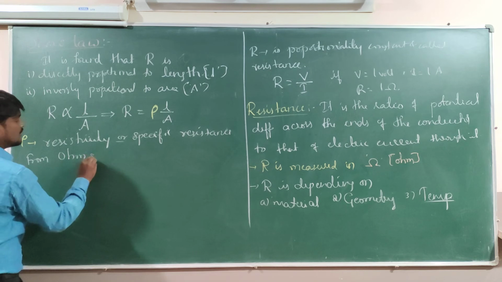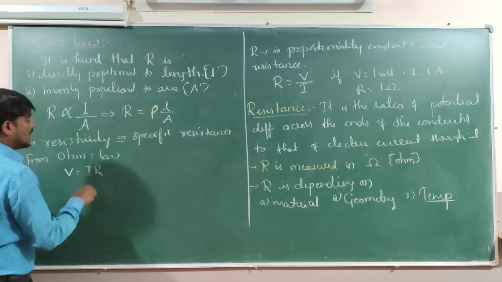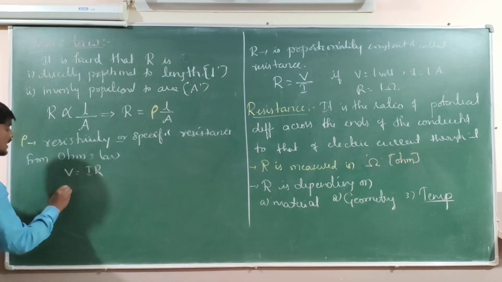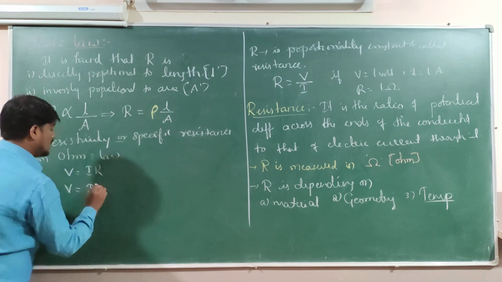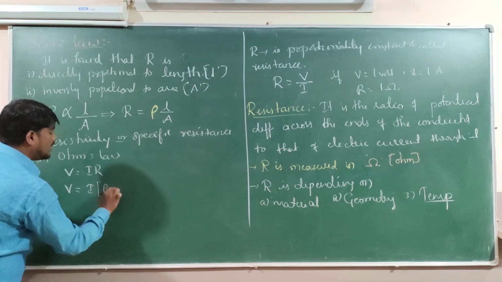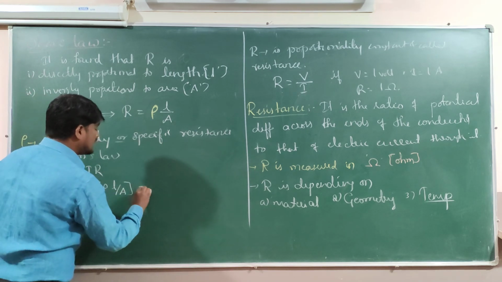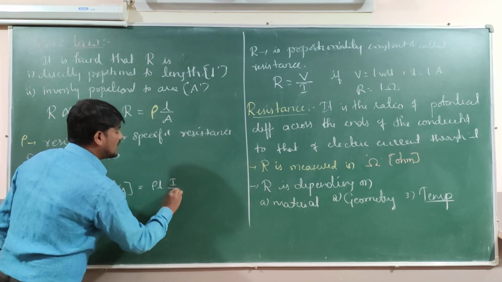From Ohm's law, what I know is that V is equal to IR. Wherever R is there, I have to substitute this equation. If I substitute, what will I get? V is equal to I into, in the place of R, I am using rho into L by A. Then if I rewrite this, I get rho into L into I by A.